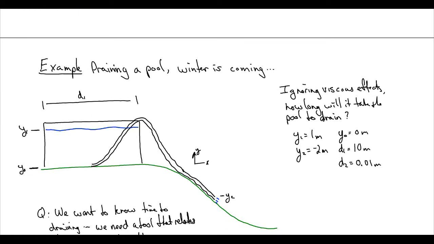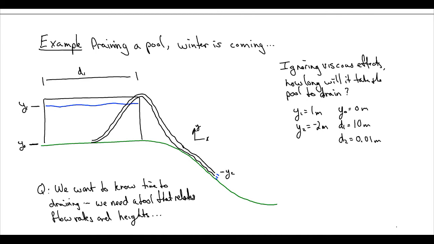So we're gonna look at one situation where we can try to use this equation, and it's in draining a pool. So we have a pool sitting on a slope. We're gonna put a hose in it, use the hose as a siphon, and ignoring viscous effects, how long will it take the pool to drain?